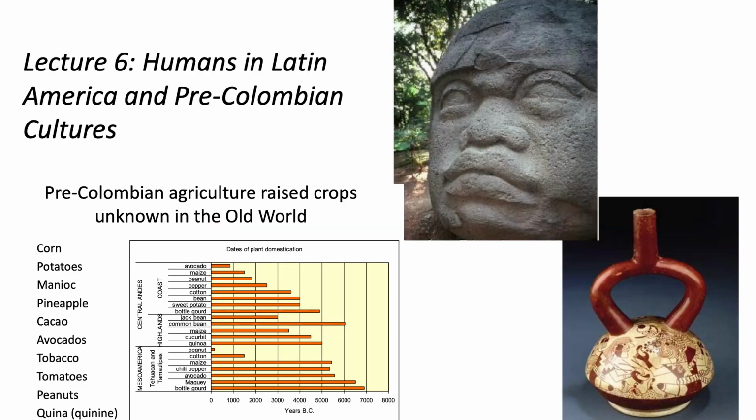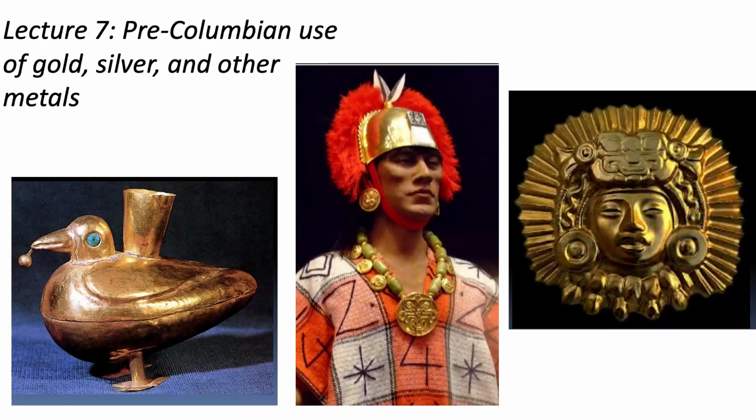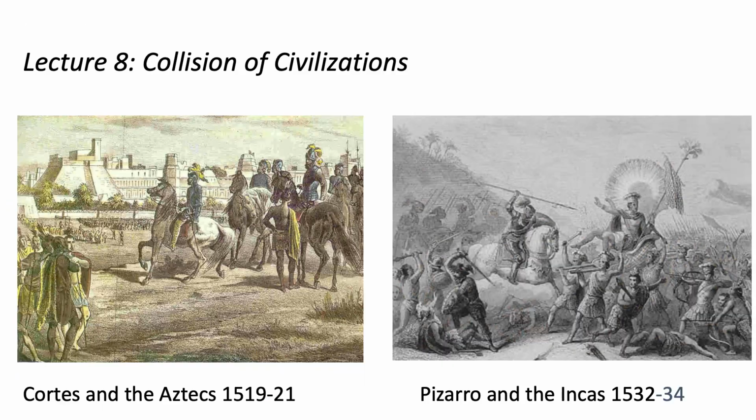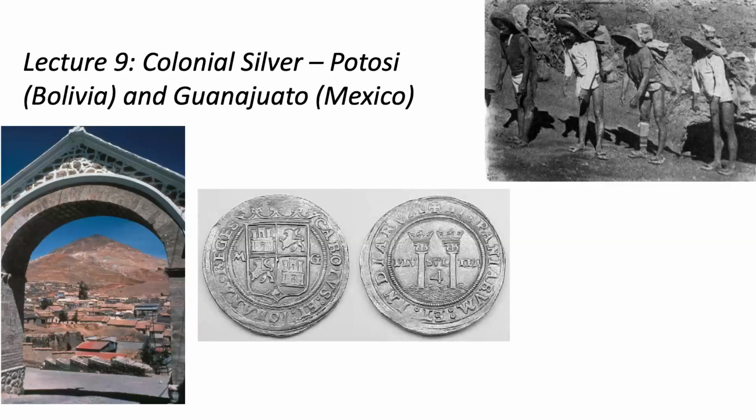The first lecture in this module explores how and when people came to the region, leading to the great Inca and Aztec civilizations. Next, we discuss how metals were used by pre-Columbian people. This leads us naturally to the Spanish conquest of the Aztecs and the Incas, the collision of civilizations, and then to a lecture on especially silver mining in Mexico, Peru, and Bolivia.